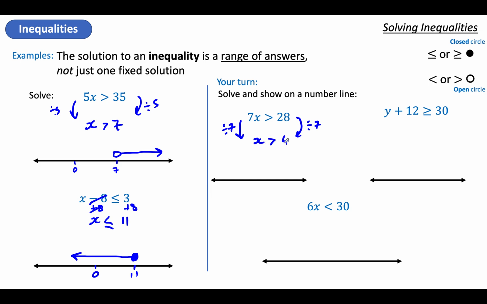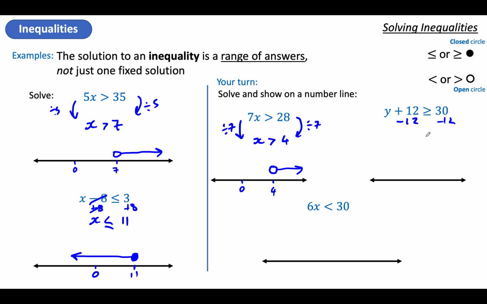That's the answer. And on my number line, I just put a reference for 4, maybe a reference where 0 might be, and then put the sign in. Now it's greater than. There's no equals to, so we have an open circle. Because x is bigger than 4, I point to the numbers bigger than 4. Not to the left, because they're all smaller than 4. It's to the right.